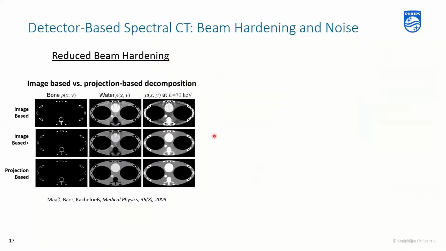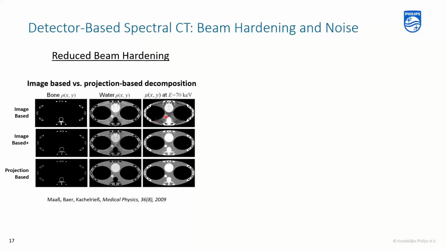What we also find when we have the dual layer technology, so we're able to get these high and low energy information simultaneously, is that we can better correct the beam hardening because we can measure the beam hardening. So this is an example just of a phantom where it was decomposed into a bone signal and a water signal. Here's the full signal. And you can see the beam hardening artifacts here.